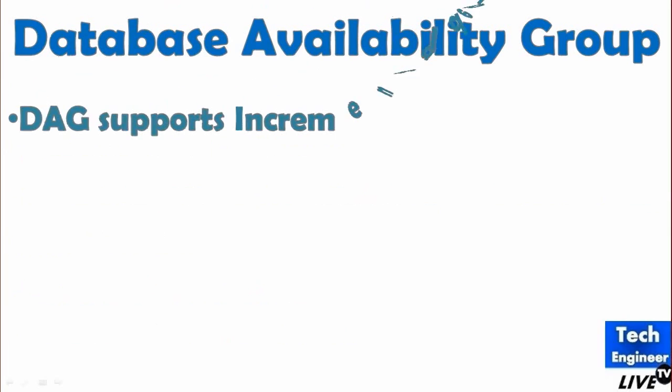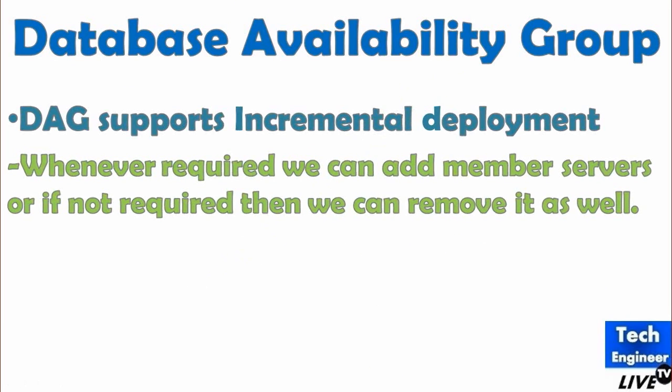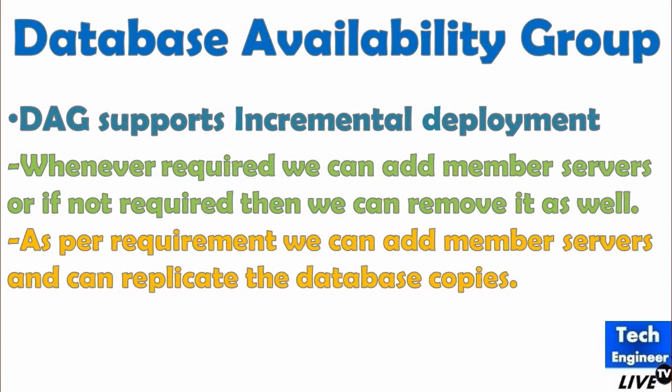Now DAG also supports incremental deployment. It means that whenever required, we can add a member server. If not required, then we can remove it as well. As per requirement, we can add member servers and replicate the database copies. We can add as many members as we want, and replicate the similar primary database copies to them.